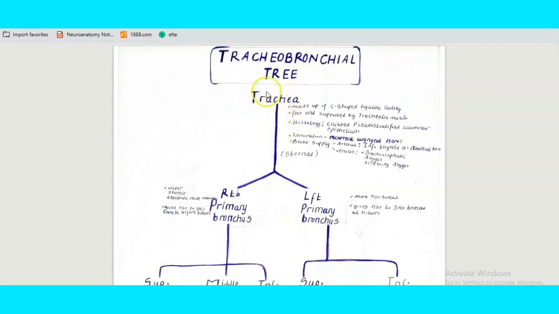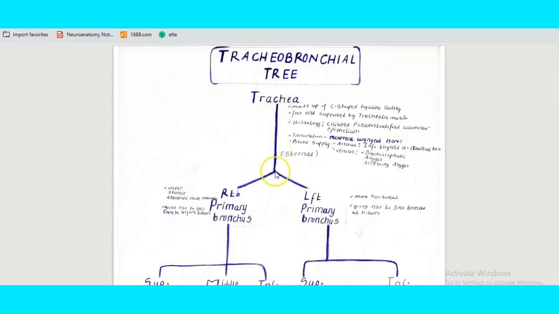It's usually made up of ciliated pseudostratified columnar epithelium. Innervation is coming from the recurrent laryngeal nerve, and arterial supply is coming from the tracheal branch of the inferior thyroid artery. Venous drainage goes into the brachiocephalic vein, the azygos vein, and the accessory azygos vein. The trachea is around 10 cm long, so it extends down to the sternal angle.